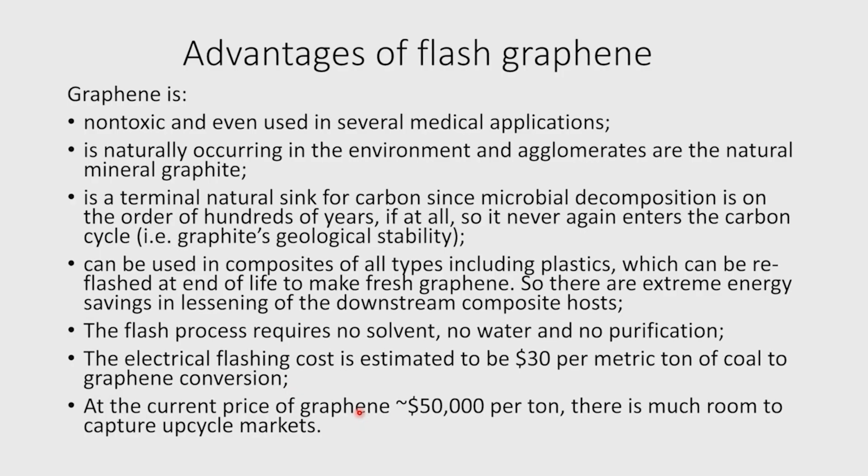Graphene is non-toxic, and it's even used in several medical applications. It's naturally occurring in the environment. So graphite will shear off graphene in riverbeds. And if you've ever had a drink of whiskey, that comes out of a charred barrel. Many years ago, we looked at whiskey under a microscope, a transmission electron microscope, and we found graphene. So people have been drinking graphene for a long time. And its natural agglomerate is the natural mineral graphite.